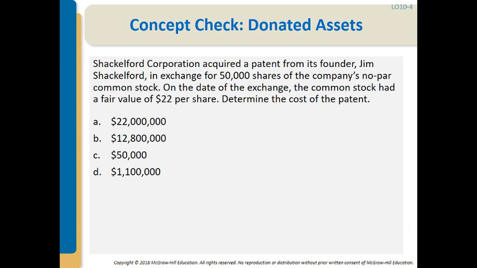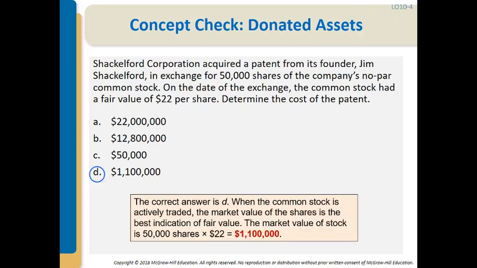So here, this corporation acquired a patent from its founder, Jim Shackelford, in exchange for 50,000 shares of the company's no par common stock. On the date of the exchange, the common stock had a fair value of $22 per share. Determine the cost of the patent. So you're simply going to take the 50,000 shares and multiply them by the $22 per share. So that is 1,100,000.